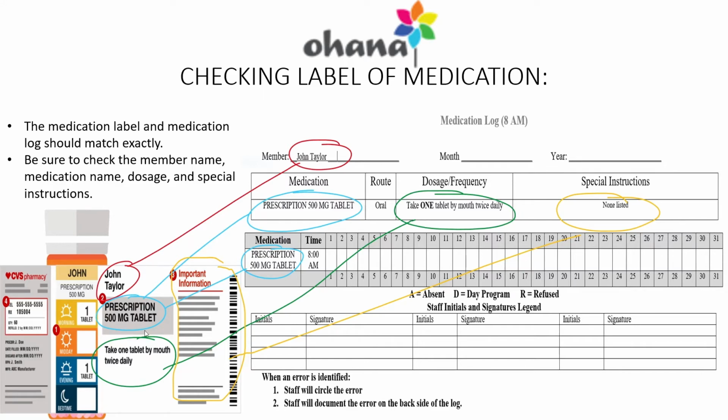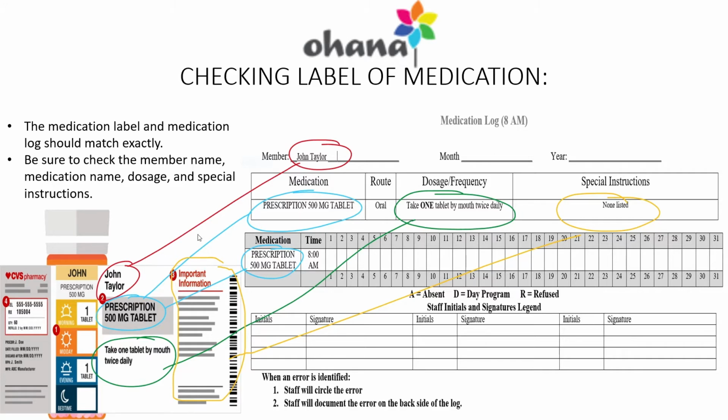Same thing with the medication name. So prescription 500 milligram tablet, prescription 500 milligram tablet, it matches up, okay? This is where you'll sign for it. But it looks like it matches up. Everything's good so far. Here are those dosage and frequency instructions. So take 1 tablet, there's your dosage, 1 tablet by mouth twice daily. So take 1 tablet by mouth twice daily. Everything's matching up just perfectly.